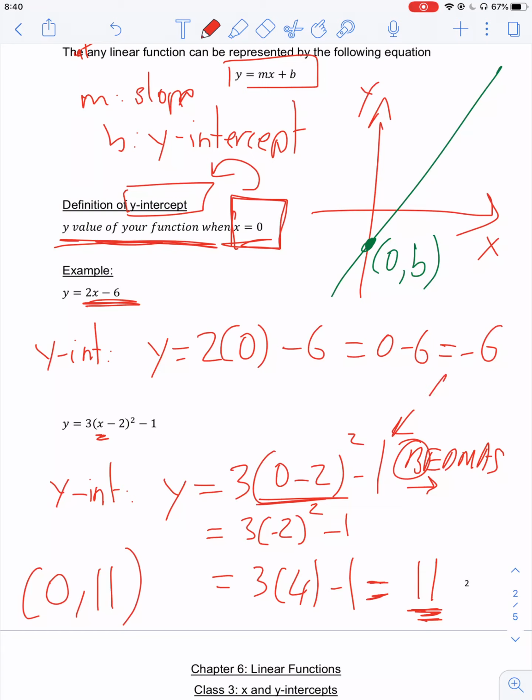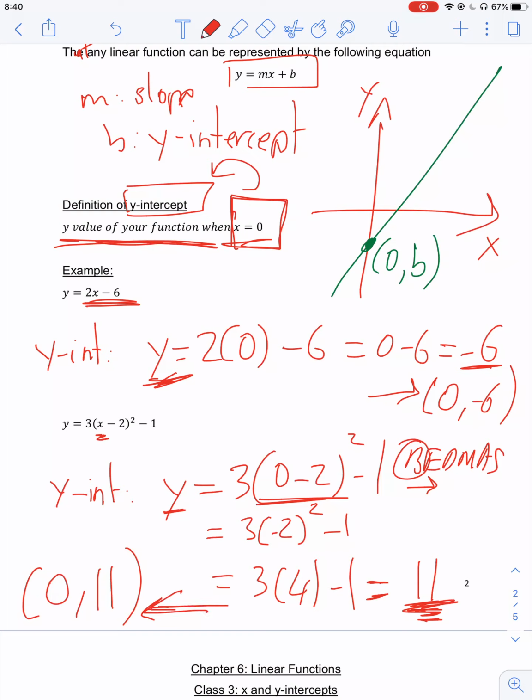Okay, and if I were to write this as a coordinate, then this would be the point 0 comma minus 6, right? So when my x value is 0, my y value has to be minus 6. Okay, that's how you find the y-intercept. So this is me writing it as a coordinate, okay, but your y-intercept is your y value. Your y-intercept is minus 6, but if I were to write it as a coordinate, then this is how I would do it, okay? Same thing over here. My y-intercept is actually y is equal to 11, but as a coordinate, this is what it will look like.